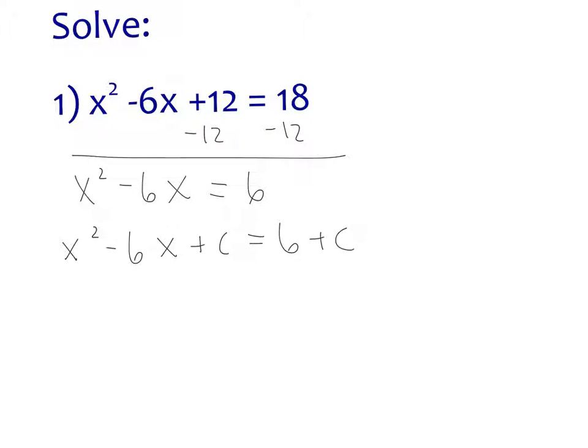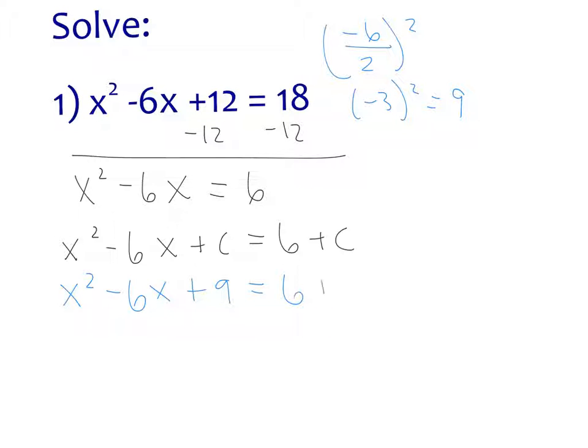Okay, now let's figure out what c should be so that we have a perfect square trinomial. This was that exercise that we did on the last slide, and how we figured out c quickly was we figured out half of b, and here b is -6, so -6 divided by 2, and then we squared it. So -6 divided by 2 is -3. That squared is 9. So a perfect square trinomial on this left-hand side would be x squared minus 6x plus 9 equals 6 plus 9.